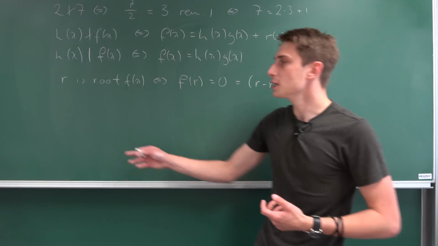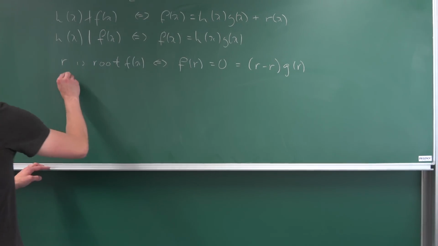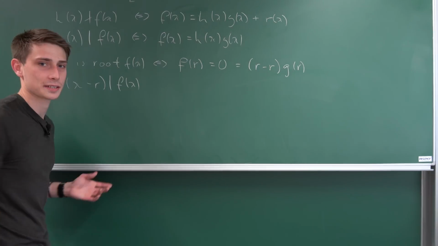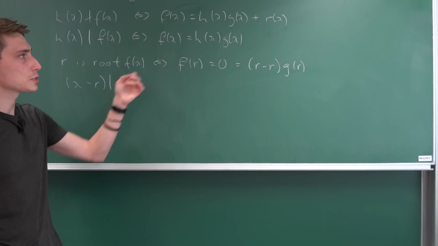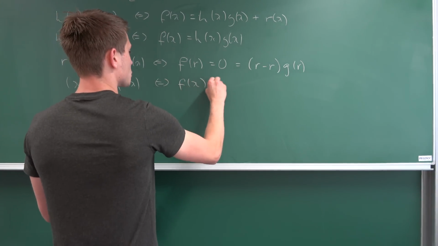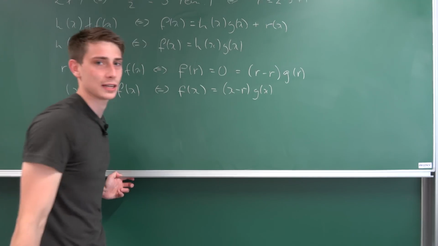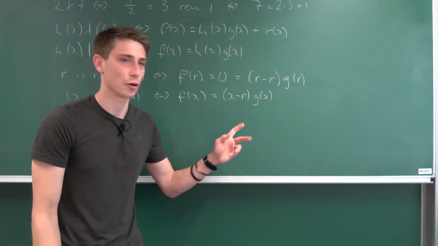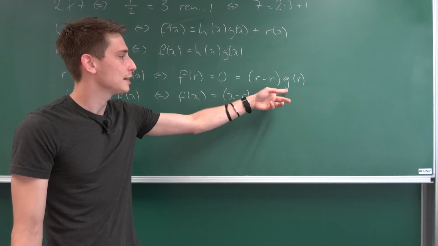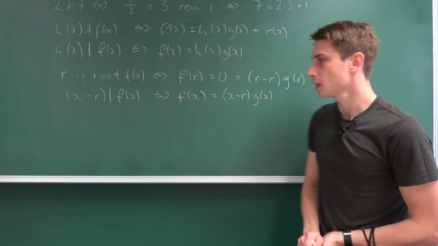But what does it also mean for R to be a root of f of x? Well, it means exactly that x minus R does divide f with respect to x. We can use this definition to say that f of x can be constructed as x minus R times g with respect to x. If we plug in R into here now, that's R minus R times g of R. That's exactly this definition for a root.